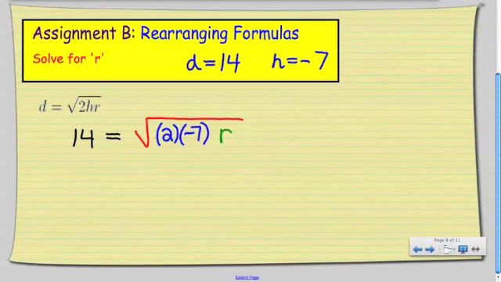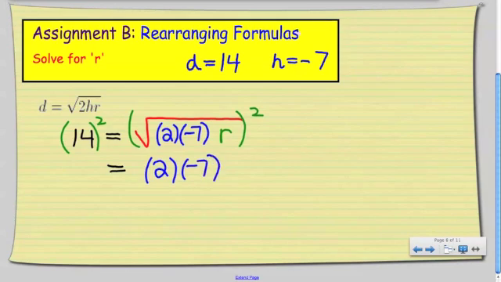Okay, so can someone tell me, how do I get rid of square roots? Okay, very close. How can we say that better? We can take the square of both sides, because if I take the square of the left-hand side and the square of the right-hand side, the square root just simply disappears. So I just have 2 times negative 7 times R.